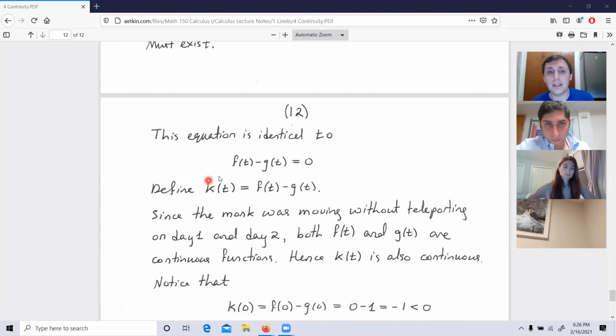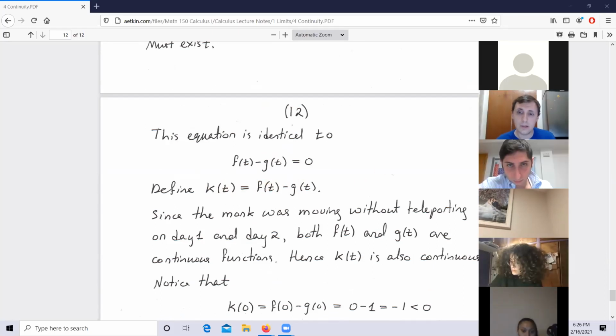So then what we define is k of t to be equal to f of t minus g of t, and k is a continuous function. Do you see that? K is f minus g. The difference of continuous functions is continuous by the limit laws, right? Because continuous means that if you take the limit, you get the same result as plugging in the value. And then we have that the limit of the difference is the difference of limits. So I hope you understand it, guys.